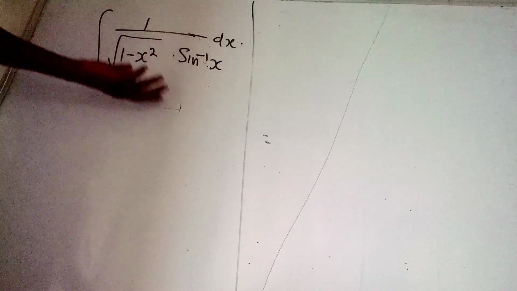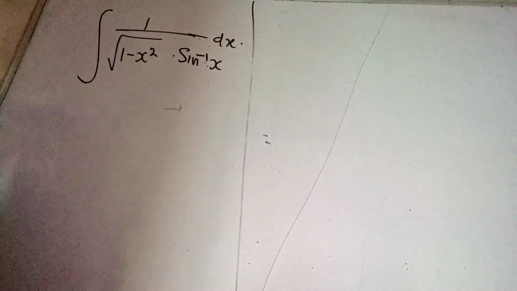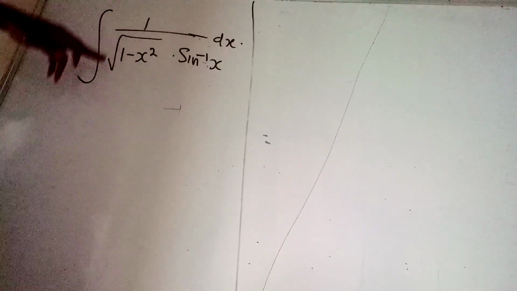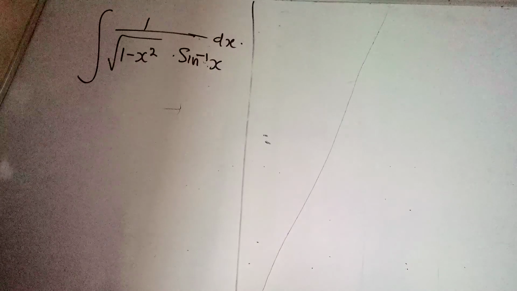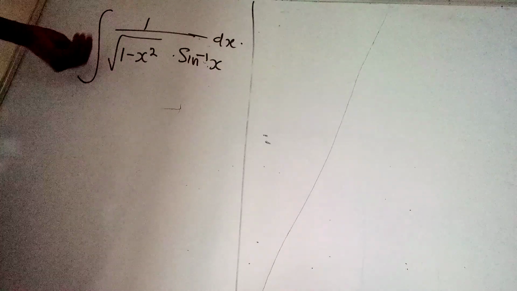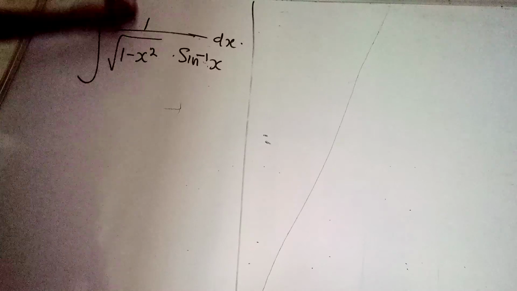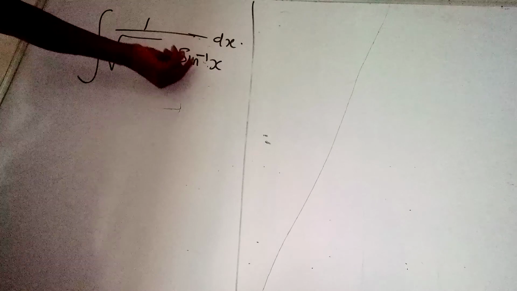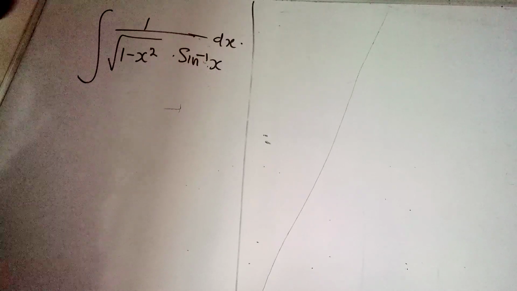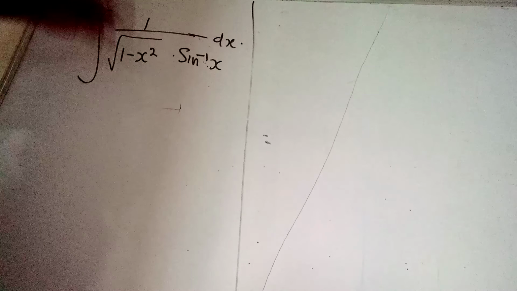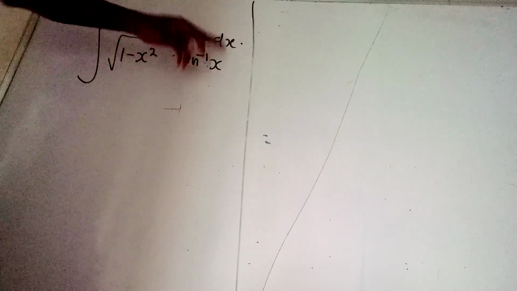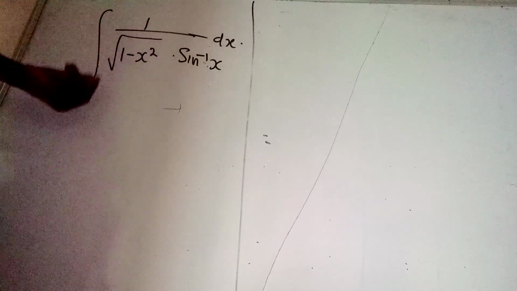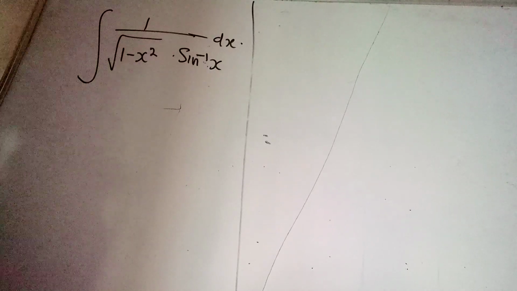By mere looking at this question, I realize that 1 over square root of 1 minus x squared, if we integrate it, it will give us arcsine x, that is inverse of sine x. And if I differentiate this one, it will give me 1 over square root 1 minus x squared.